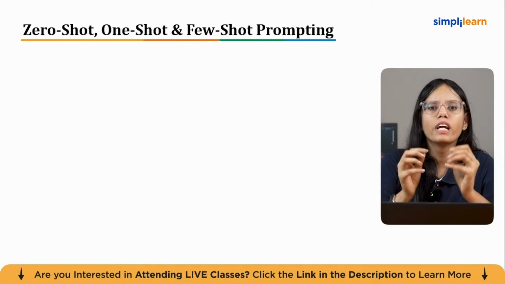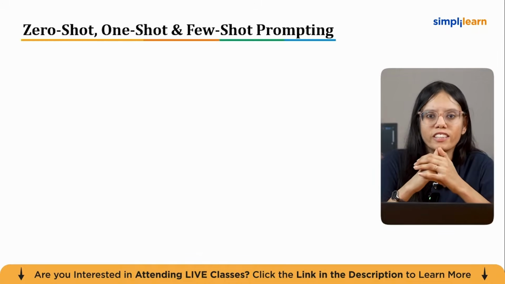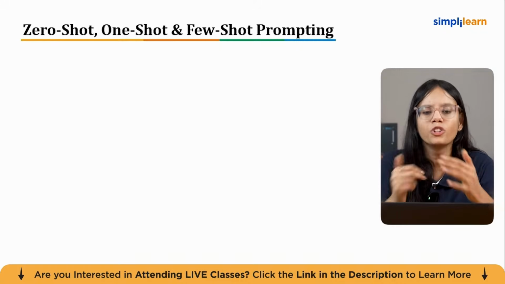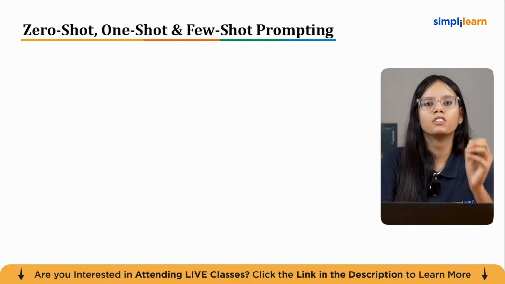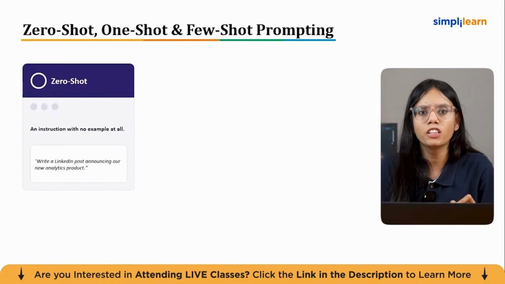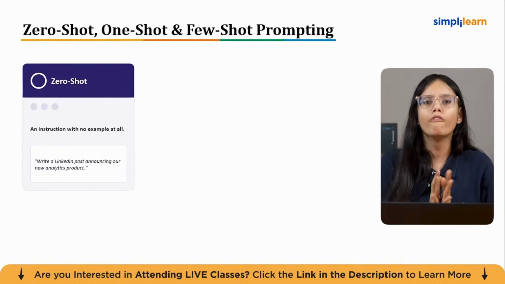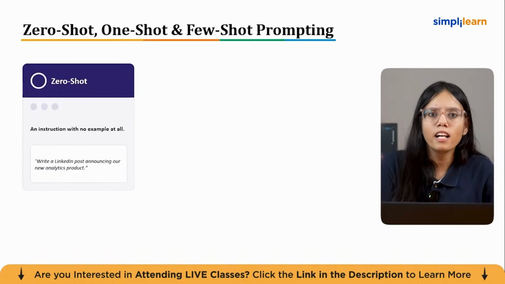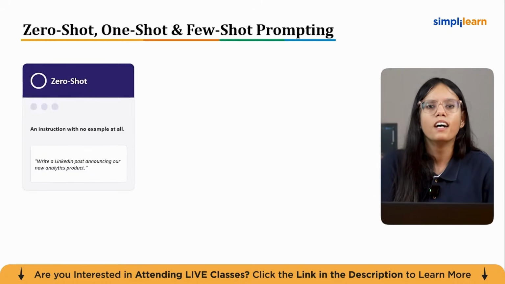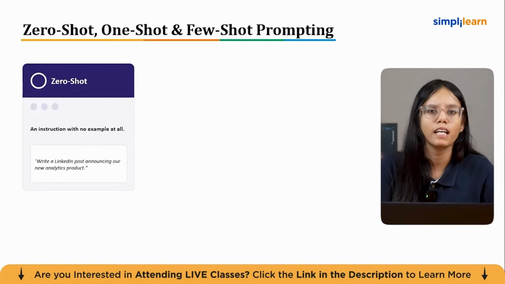Now let's move into different prompting approaches. And here we will be discussing zero shot, one shot, and few shot prompting. So let's start with zero shot prompting. Zero shot means that you give the model an instruction without providing an example. For instance, write a professional LinkedIn post announcing the launch of a new analytical product. There is an instruction but no example.